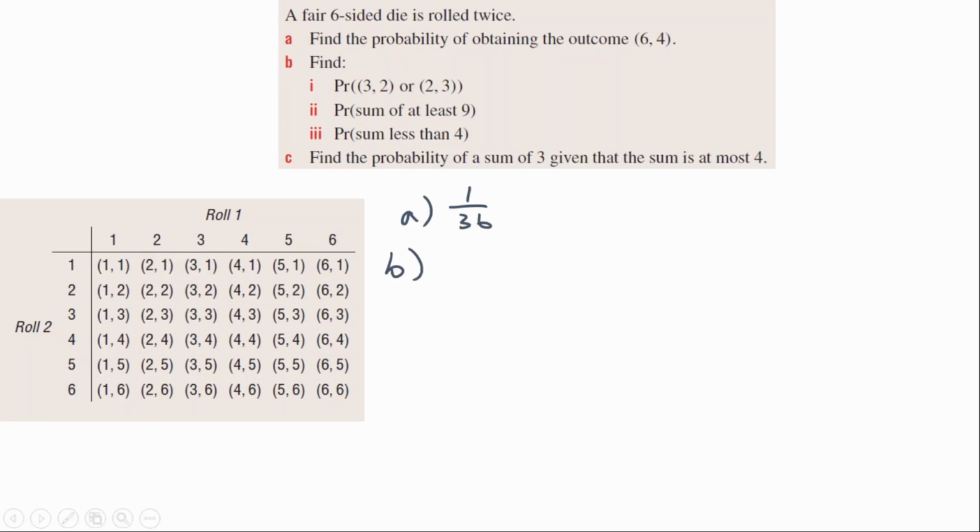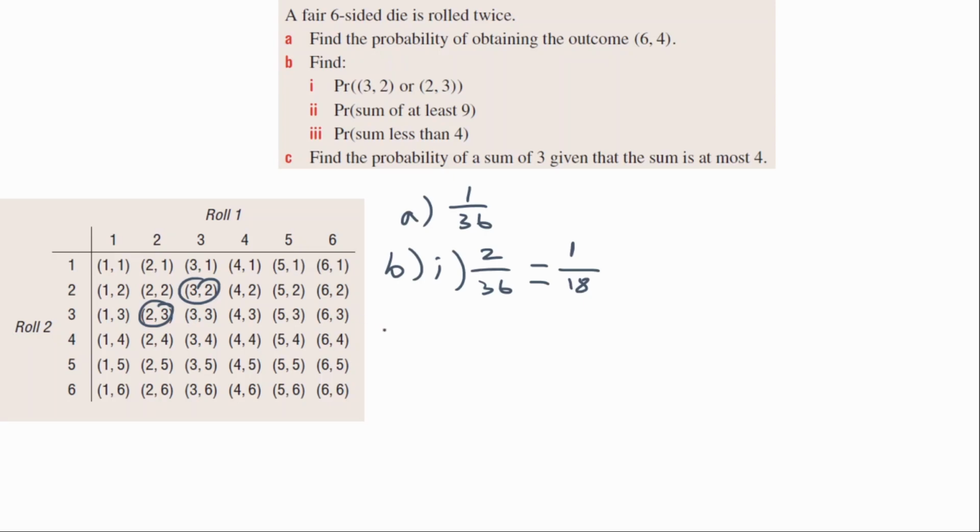Alright, next one, question B, part 1, is find the probability of 3, 2 or 2, 3. And these are these ones just there. There's only a total of 2 outcomes out of 36. I can simplify this because both the top and the bottom are even numbers. I can divide them both by 2. 2 divided by 2 gives me 1, and 36 divided by 2 gives me 18. So your probability there will be 1 out of 18.